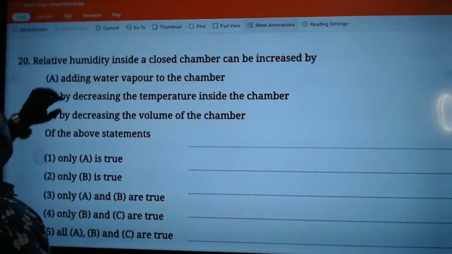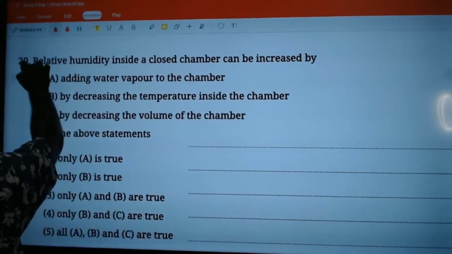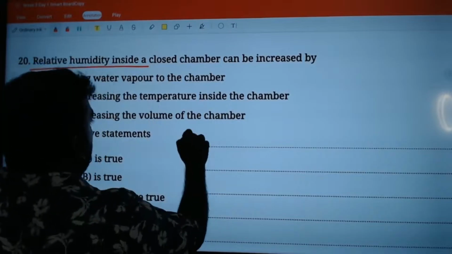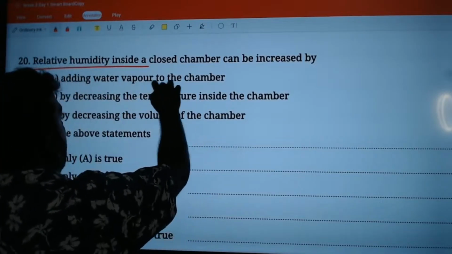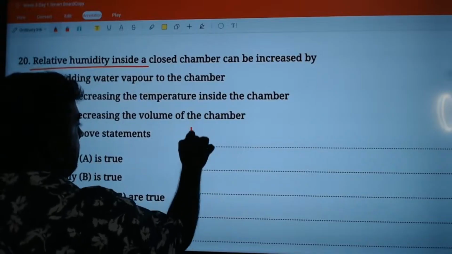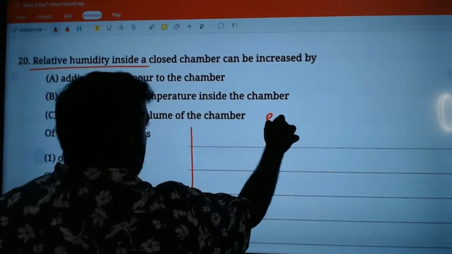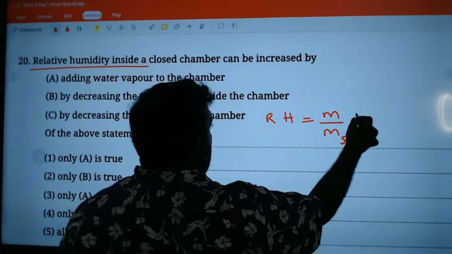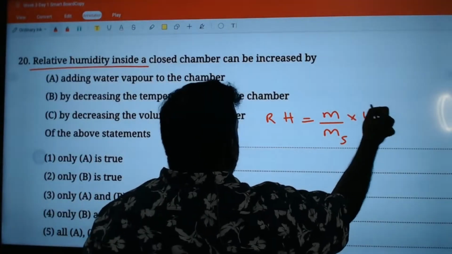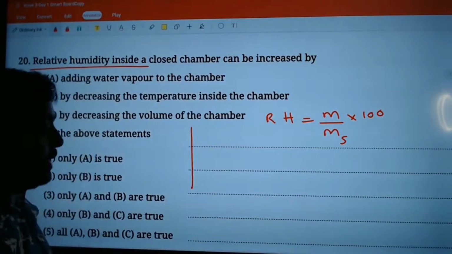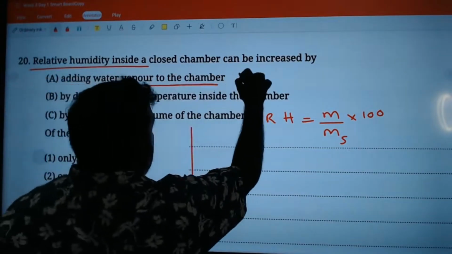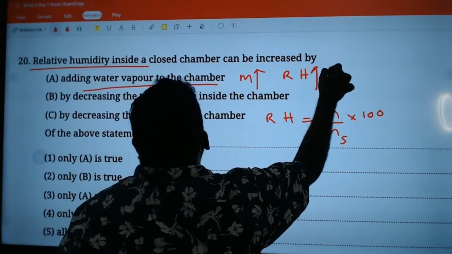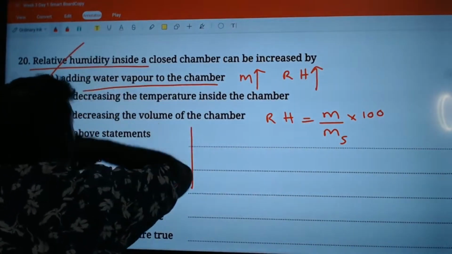MCQ 20. Relative humidity inside a closed chamber can be increased by adding water vapor to the chamber. RH is equal to mass of unsaturated vapor divided by mass of saturated vapor times 100. So adding water vapor means m increases, and m increases means RH will increase. Correct, statement A is correct.